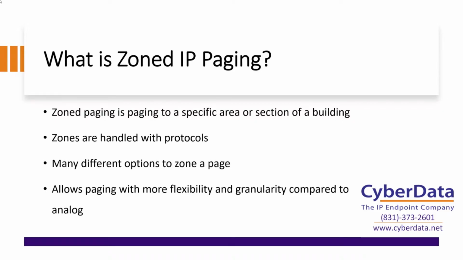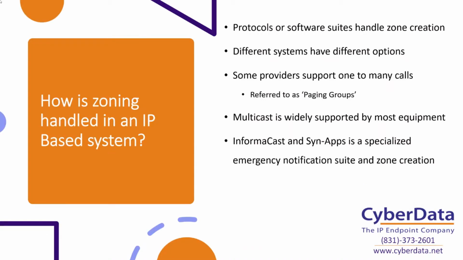You can go down to an individual grain of sand or a whole heap of sand in terms of paging capability. So it makes it really, really powerful as compared to analog-based systems where you may be dealing with 3, 5, 10 zones, something like that, because they're all individually wired together, whereas with IP-based paging, you're just dealing with some kind of protocol to handle all of these different zones. So what different options are going to be out there?